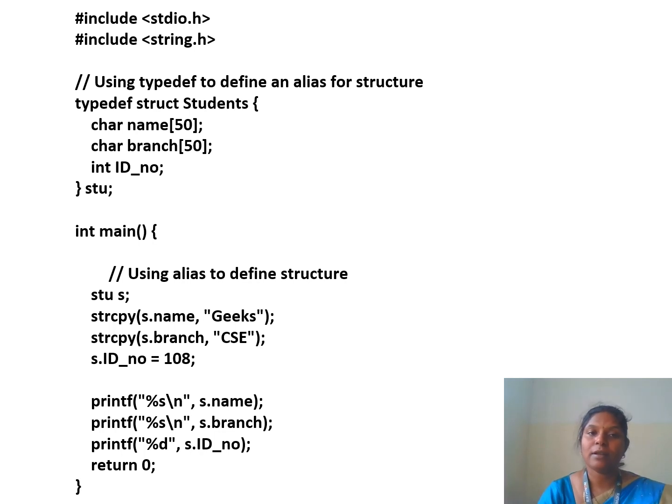So there is typedef keyword, struct for the structure, and then student. We can get the input as character name, character branch and then ID. So we can use STU as the type of data type. Using STU we can get the input as the user-defined data structure. So STU, yes, s is the variable of the STU. Now strcpy s.name "geeks", strcpy s.branch "CSE", s.ID number. So ID number as 108. Then we can print name, branch and ID.